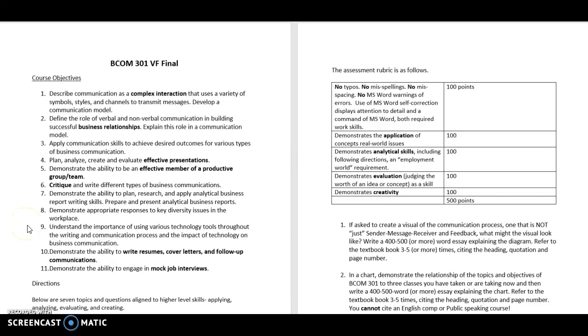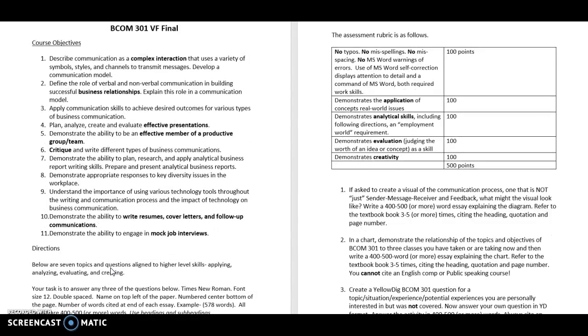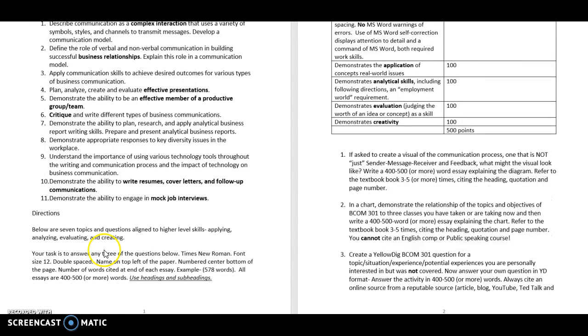Hello. This is a quick overview of the final, which is very much like the study guide I sent out a while ago. This is a reminder of the course objectives taken from the syllabus. The chapter questions for the study guide were aligned to these objectives. And here are the directions.